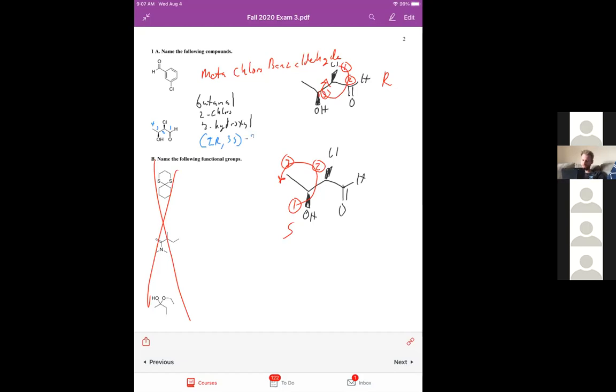Chloro is going to be first, 2-chloro, 3-hydroxyl, butanal. So the chlorine is second because you have a direct bond to this oxygen versus you have a bond to a carbon and then the chlorine.